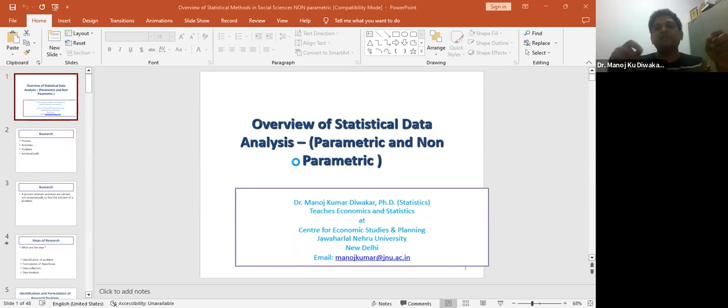So there is a linkage between the problem which you are formulating and your types of data, what questions you will ask from the survey or from the experiment, and then it is also linked with your analysis part. So this is basically the part of the analysis. Okay, so we will talk about the research process.